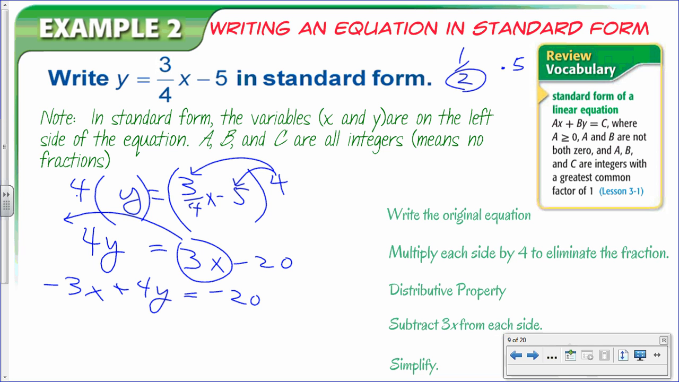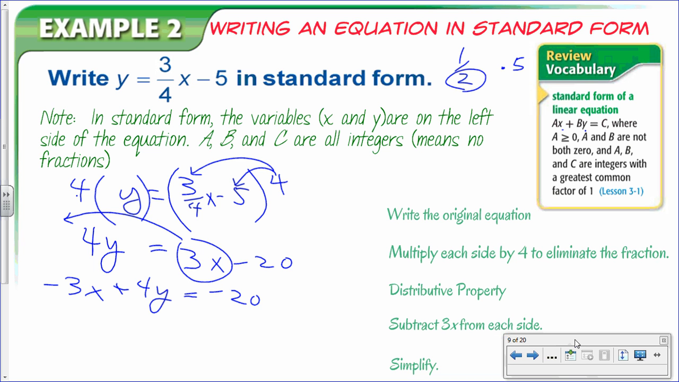What, Gavin? Why do you need to move the 3x? Because it has to be in standard form. In standard form, X and Y are on the same side of the equal sign. That's why I moved it. If I subtract 3x from both sides, it turns into a negative. Why couldn't you move the 4y here? I could, but then I would have to move the 20.